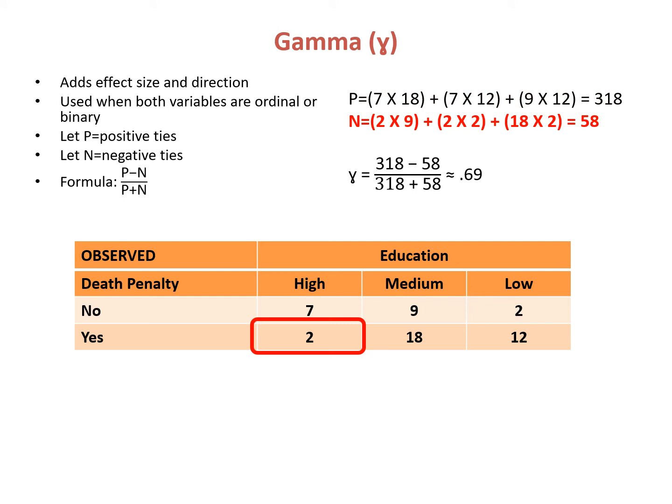Now we're going to do the same thing the other way. So we're going to go from 2 to 9, from 2 to 2, and then from 18 to 2. And that's going to give us our negative ties. Here I've highlighted in red the actual calculation. So we have 318 positive ties, 58 negative ties, and we work out the calculation, and that gives us a 0.69 gamma.